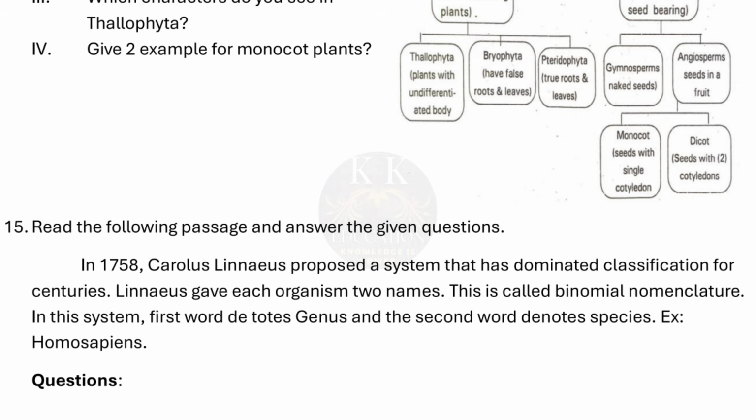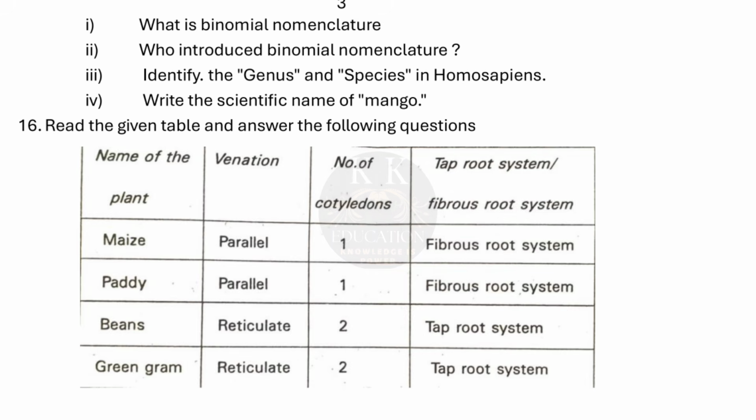Next, 15th question, read the following passage and answer the given questions. Here one passage is given to you, read it carefully. In 1758, Carolus Linnaeus proposed a system that has dominated. So here is the passage, and now the questions. Question 1, what is binomial nomenclature? Second one, who introduced binomial nomenclature? Third one, identify the genus and the species in Homo sapiens. Fourth one, write the scientific name of mango.